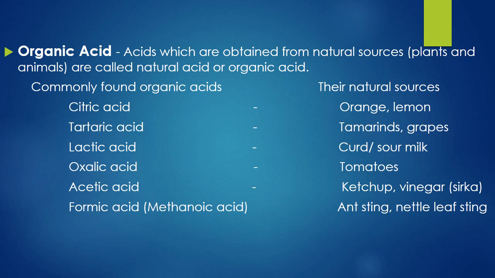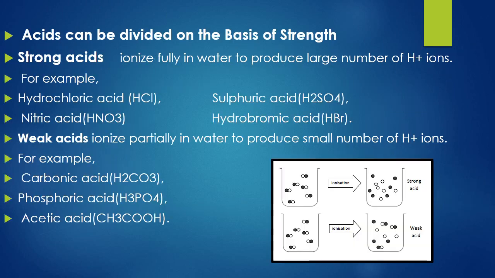Commonly found organic acids are citric acid, which we find in orange and lemon; tartaric acid in tamarind; lactic acid in curd; oxalic acid in tomatoes; and acetic acid in ketchup and vinegar. Formic acid, also called methanoic acid, is present in ant stings and nettle leaf stings. So these are the organic acids that we get from plants and animals.